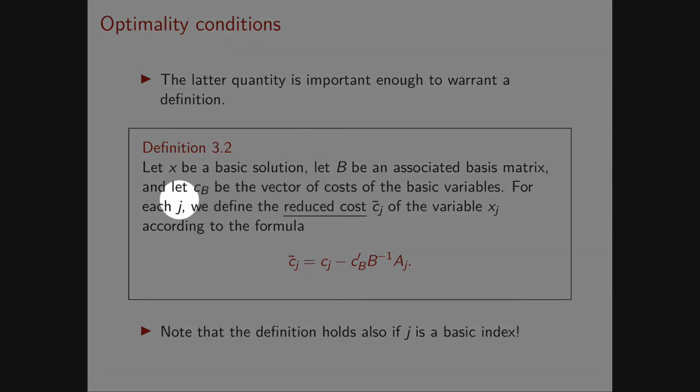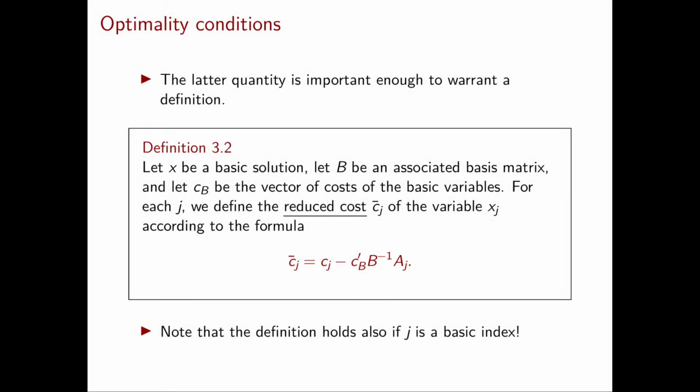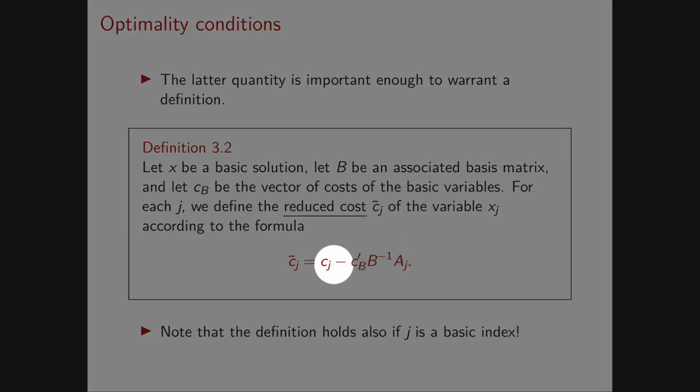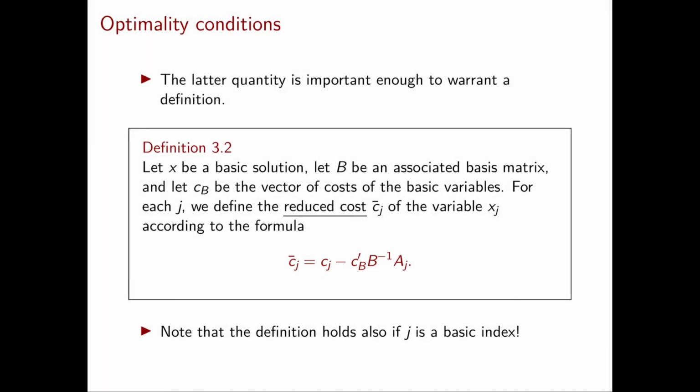For every j, we define the reduced cost C bar j of the variable xj by C bar j equal Cj minus Cb transpose B inverse Aj. This definition, of course, is not surprising because this is the formula that we just computed in the previous slide.